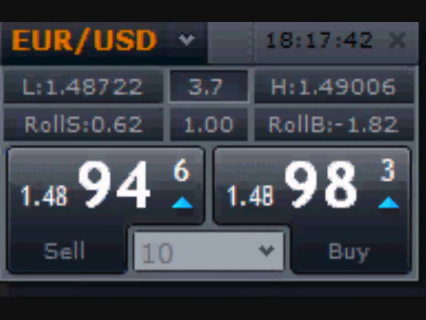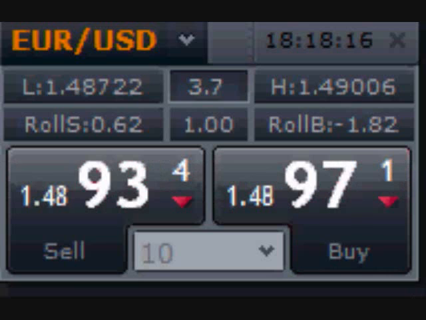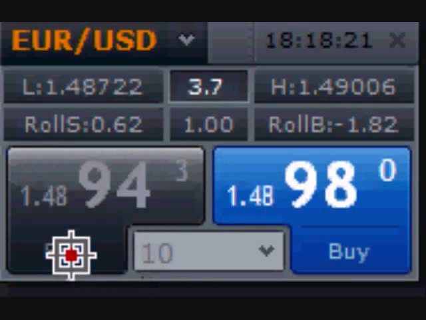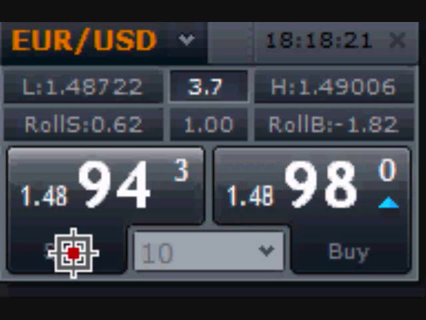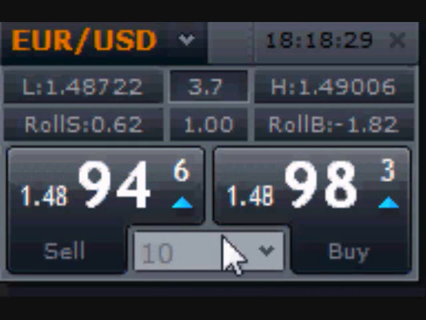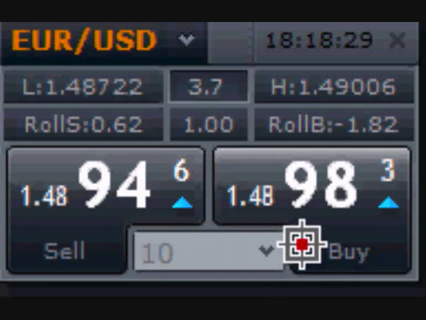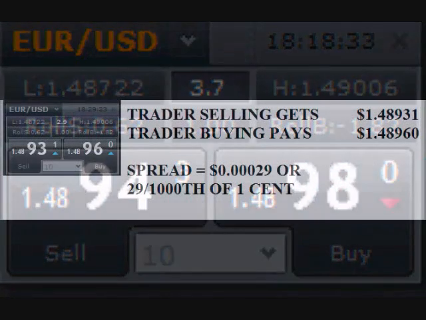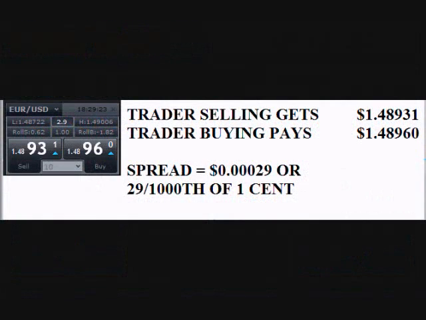This is what's known as the bid-ask spread, or simply the spread. When a trader places an order to sell the euro dollar pair, he receives the lower amount. The broker will match him up with a buyer who pays the higher amount, and the difference between the 2 prices is what's known as the spread, and that's how the broker makes money. He keeps that.